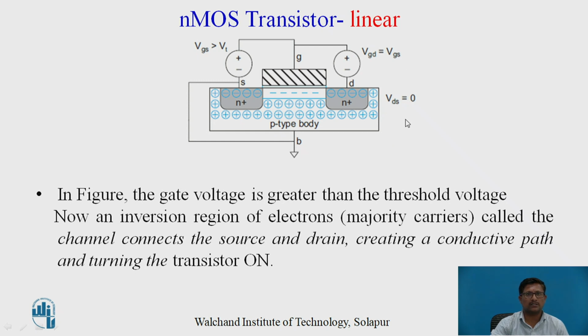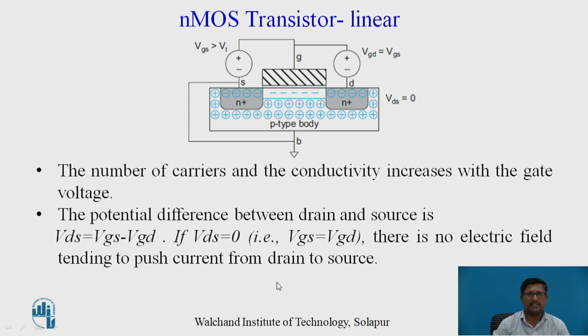The second region is the linear region. In the linear region, VGS is increased above VT. In this figure, a gate voltage greater than the threshold voltage is applied between gate and source. Now an inversion region of electrons, which are the majority carriers, called the channel, connects the source and drain. Whenever VGS greater than VT is applied between gate and source, there is a formation of the channel between drain and source, creating a conductive path and turning the transistor on.